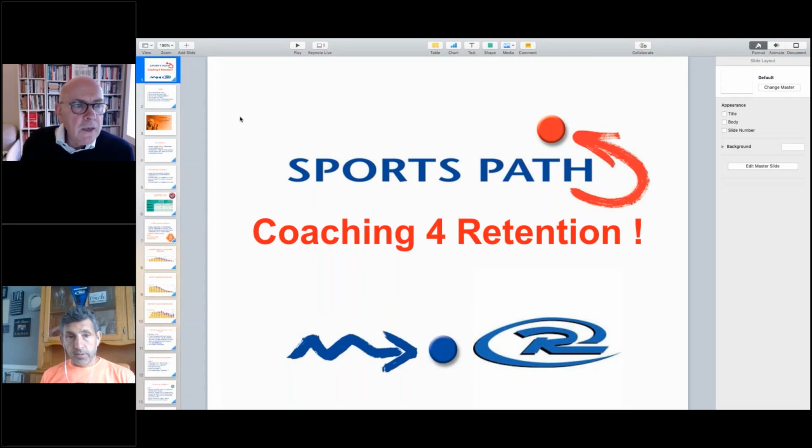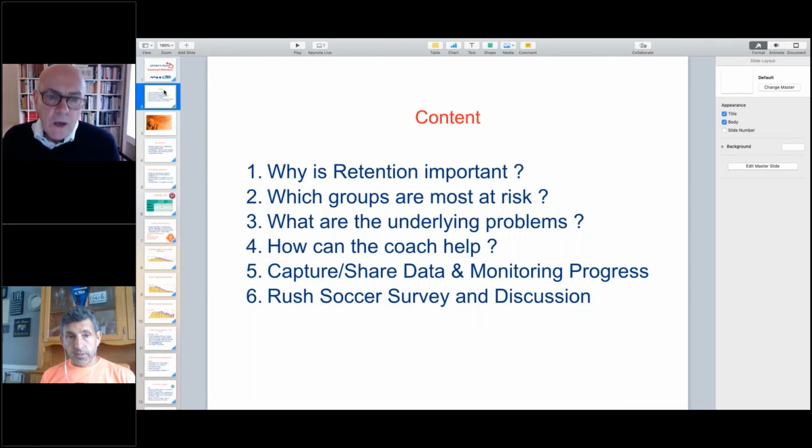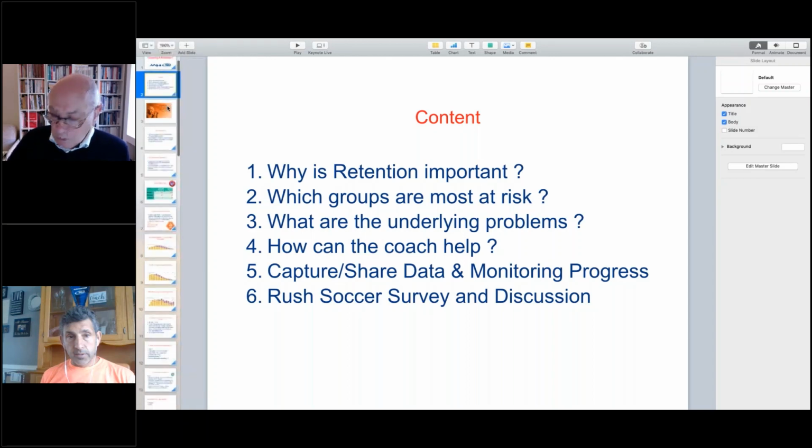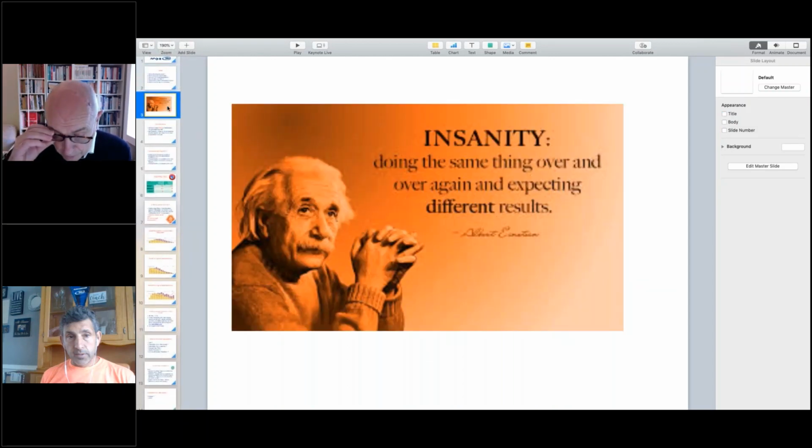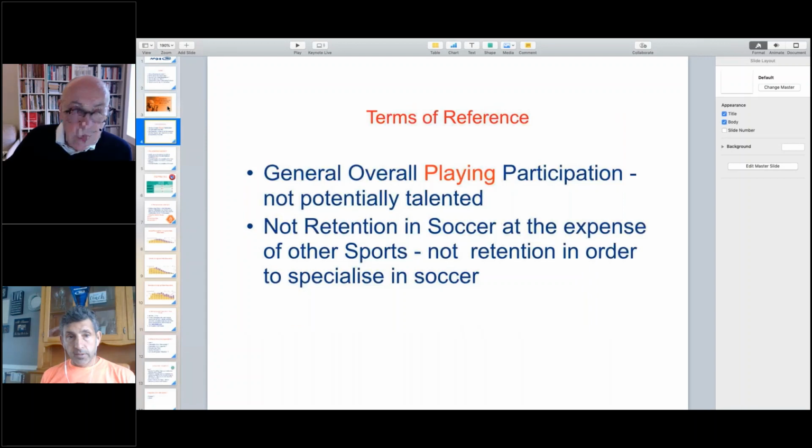Just to move this along then, what we're going to do is look at these particular aspects. Why is it important? Which groups are at most risk? What are the problems? How can the coach help? That's what we're going to walk through. Retention is an aspect throughout all of world soccer, in the developing countries and the developed countries, and it's worth repeating what Einstein said, that insanity is doing the same thing over and over again, expecting different results.